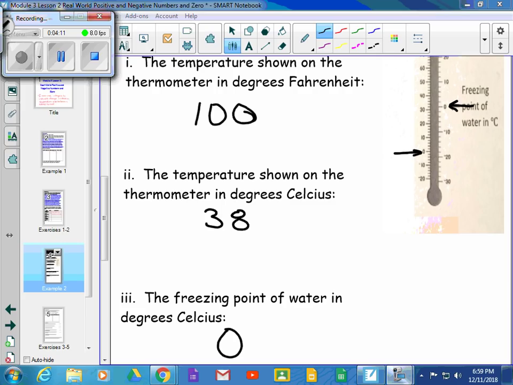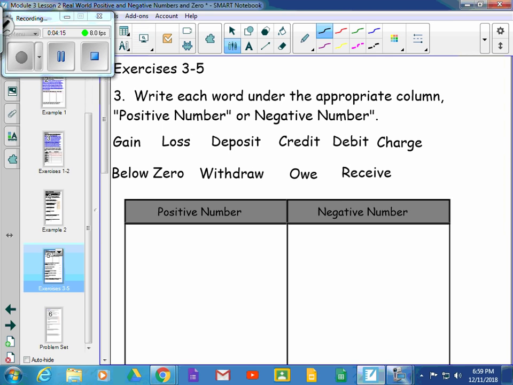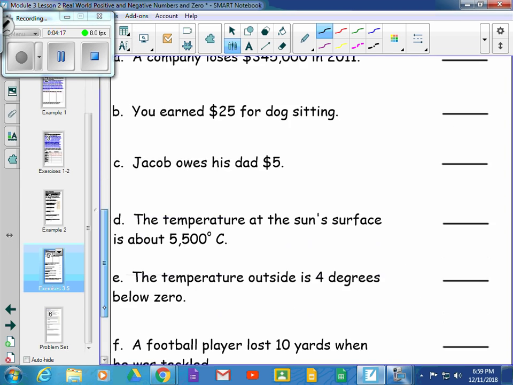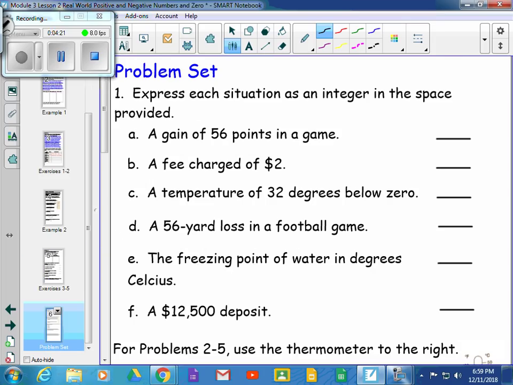Now what I would like you guys to do for homework tonight, I would like you guys to complete all of exercise 3, 4, and 5. And then I would like you to complete the problem set. We'll go over those tomorrow, and then we'll take an exit ticket over this.